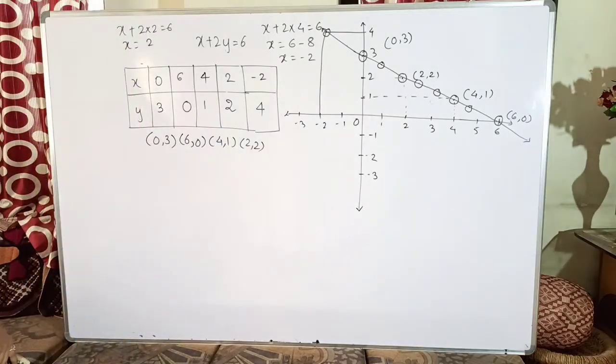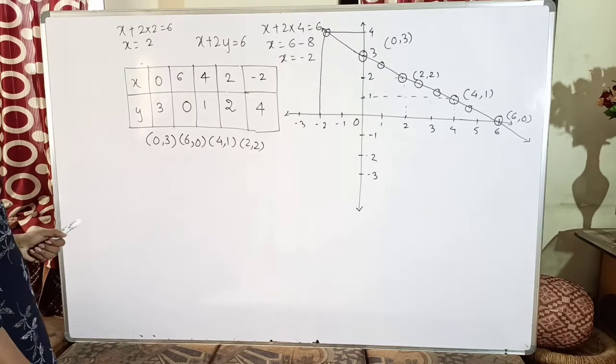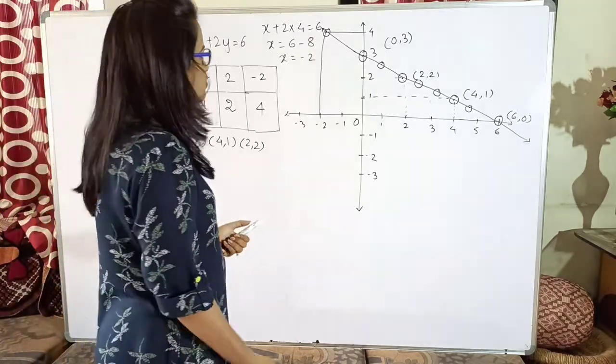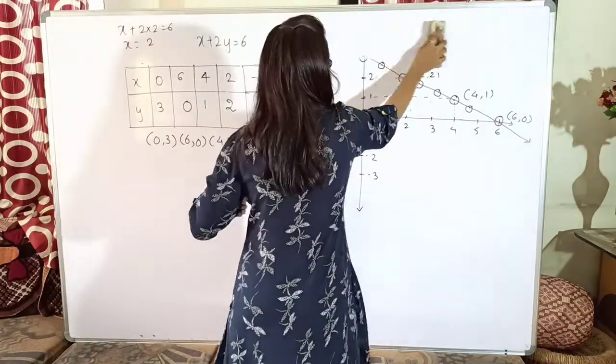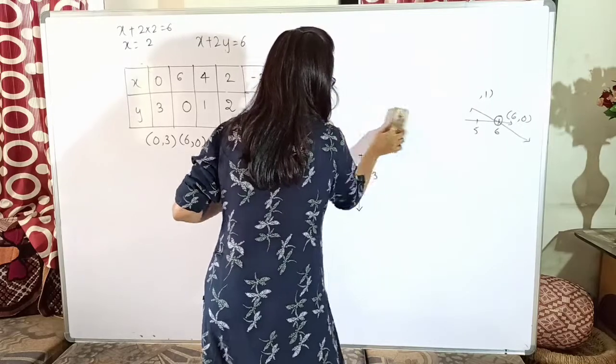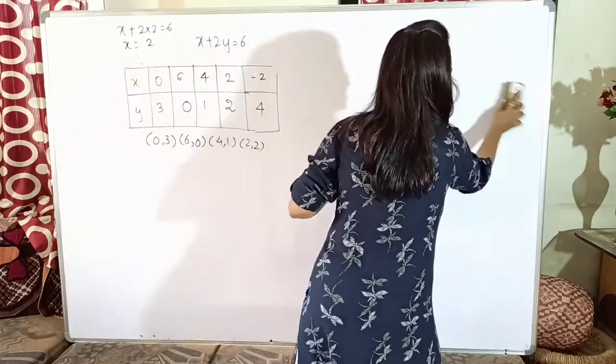So now further, after this, let us see what will be the equation of the line if it is parallel to the x and y axis. Yes, what will be the equation of the line if it is parallel to the x and y axis?